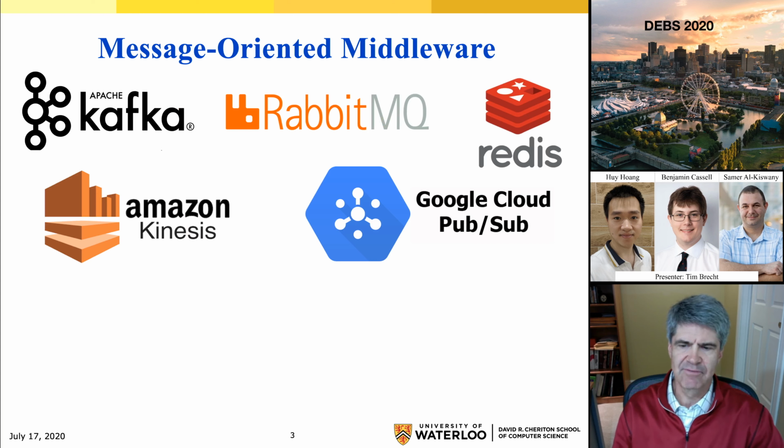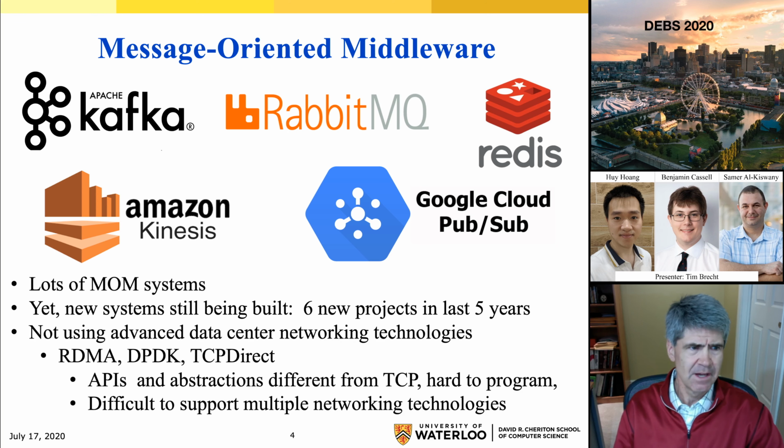There are a large number and variety of MOM systems. Apache Kafka, RabbitMQ, and Redis are examples. In addition, Amazon Kinesis and Google Cloud PubSub are services provided by cloud providers. So there are lots of MOM systems. These are just a few examples. And despite the fact that there are so many, there are new systems that continue to be built. There were 6 new projects started in the last 5 years.